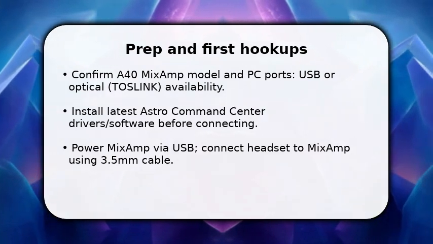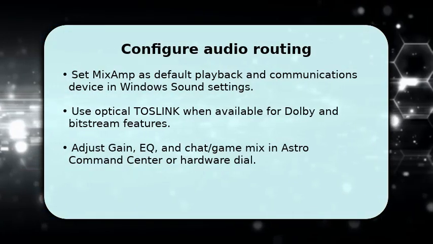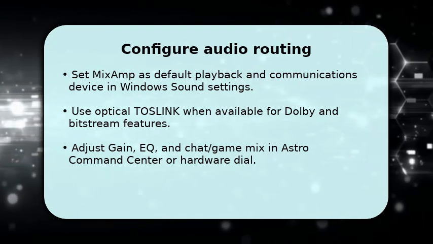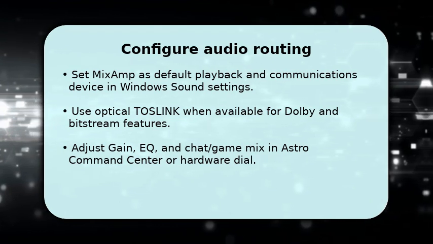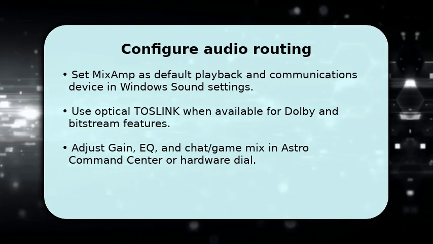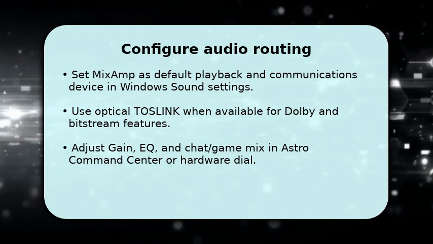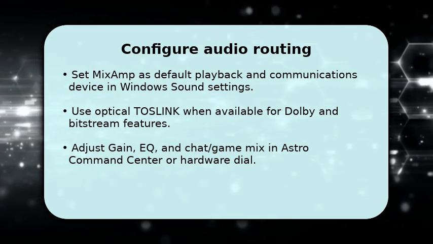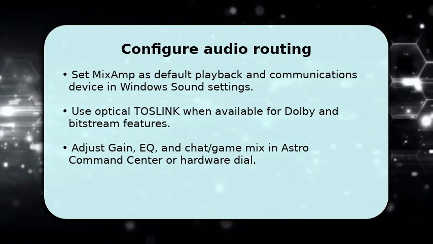Once the mix amp is connected and software is installed, open Windows Sound Settings and set the mix amp as both default playback and communications device. This ensures game and chat audio route correctly. If your PC supports optical out, switch the mix amp to optical input for improved surround and less USB contention.